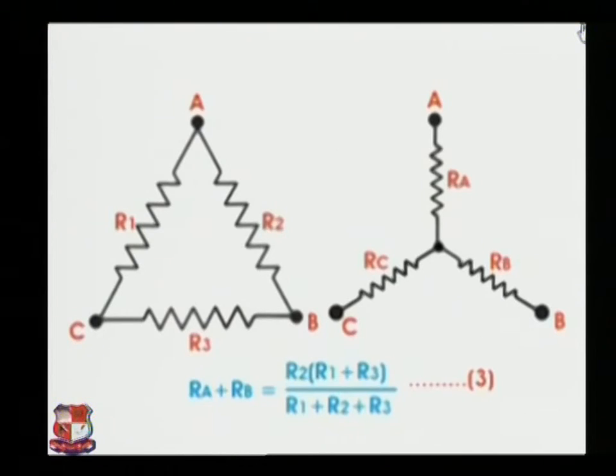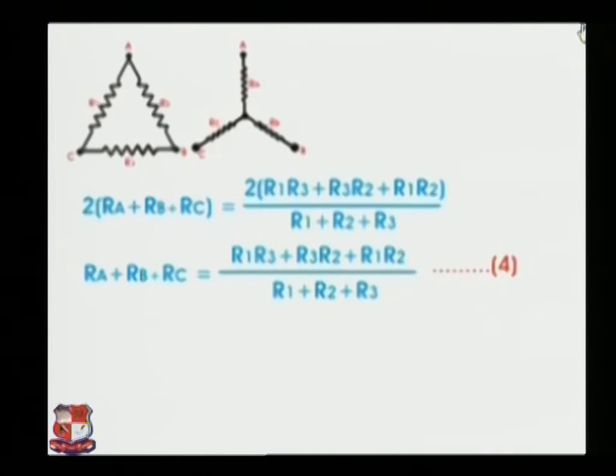Now, if we add equations 1, 2 and 3, we shall get 2 into (RA plus RB plus RC) is equal to 2 into (R1 R3 plus R2 R3 plus R1 R2) divided by (R1 plus R2 plus R3), or RA plus RB plus RC is equal to (R1 R3 plus R2 R3 plus R1 R2) divided by (R1 plus R2 plus R3), and say this is equation 4.